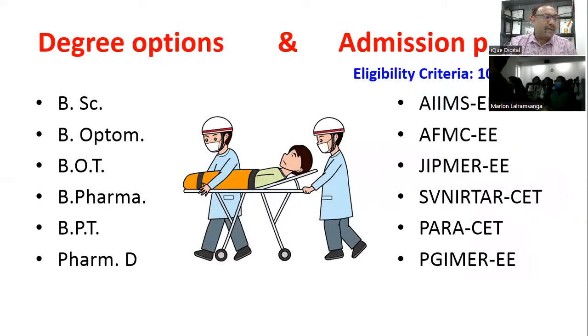You can go for BSc in multiple areas like anesthesia, cardiovascular, critical care, dialysis, exercise and sports, health information, medical imaging, medical laboratory, medical record, neuroscience, nuclear medicine, operation theater, ophthalmic, perfusion, radiotherapy, respiratory, trauma care, X-ray, or you can go for bachelor in optometry, occupational therapy, pharmacy, or physiotherapy.